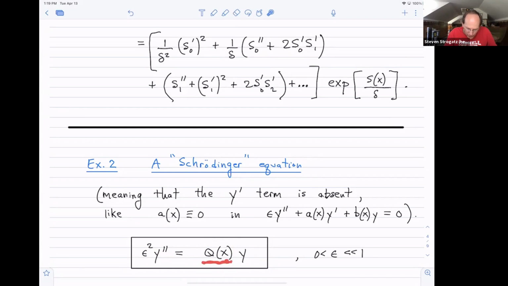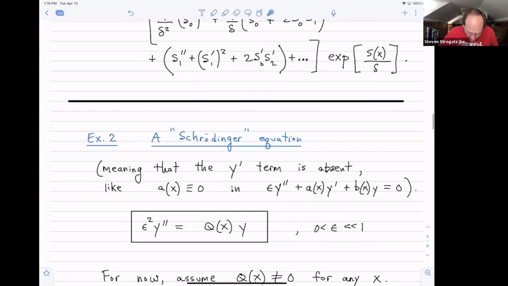It'd be sort of sinusoidal, except because this term depends on x, the frequency of the sine waves might change as we move around in x. That was the original picture. You're thinking of a wave function that's oscillating fast, but then its frequency and its amplitude might change gradually as you move through a potential well or some potential landscape or something like that. All right, so anyway, there's our setup.